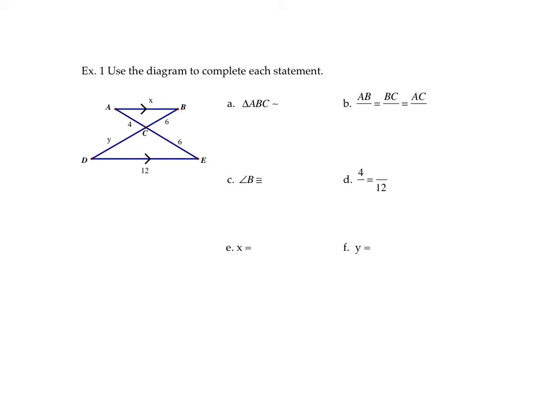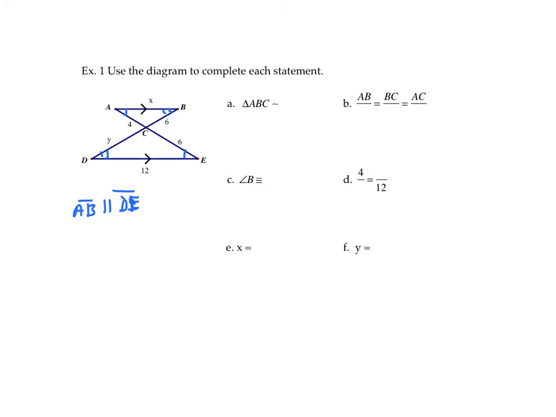We're told that AB is parallel to DE. So that means that we have parallel lines being cut by a transversal. We should know what that gives us. That's going to give us a pair of alternate interior angles that are congruent here, and another pair of alternate interior angles that are congruent here. Because if two parallel lines are cut by a transversal, then alternate interior angles are congruent. Okay, that's enough for us to say that these two triangles are similar.